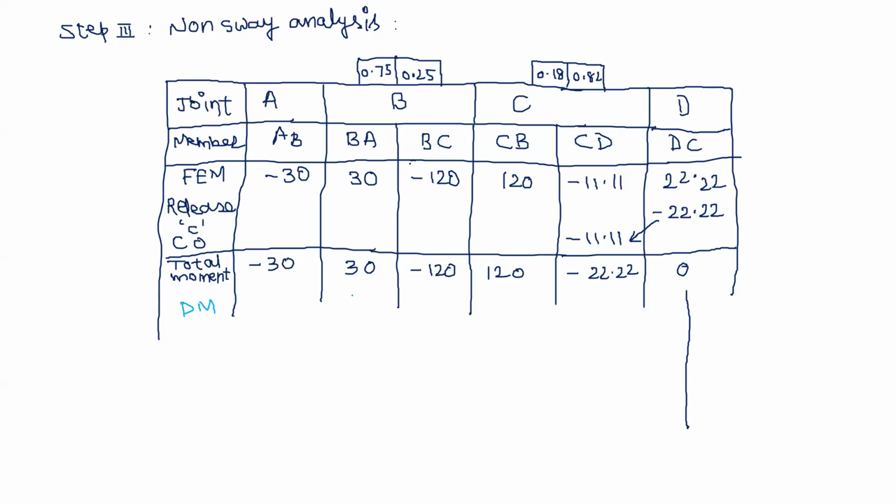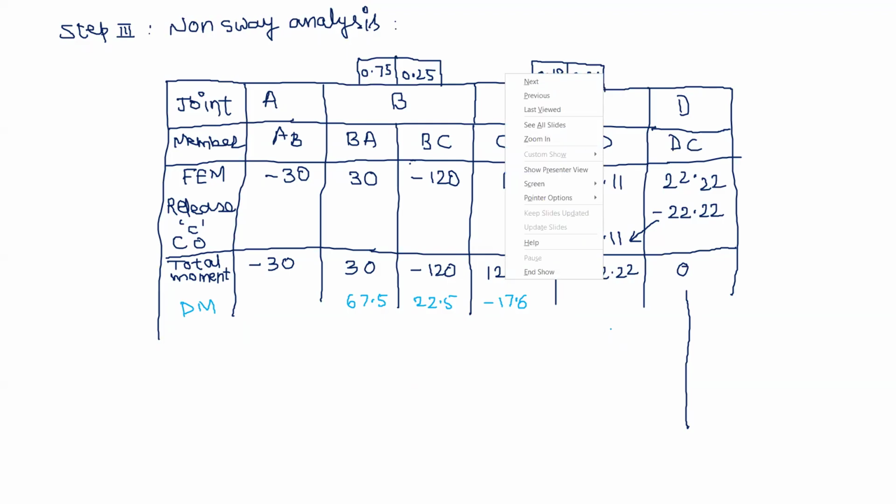So we have 67.5 and then 22.5. Then we have minus 17.6 and then minus 80.18, minus 80.18.